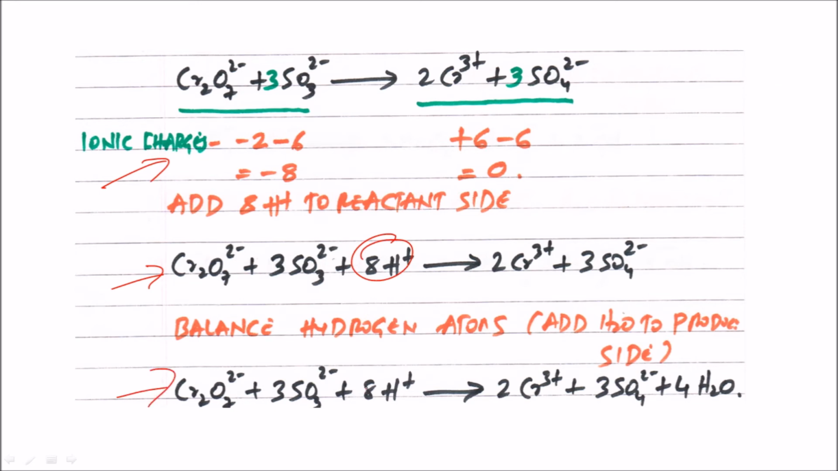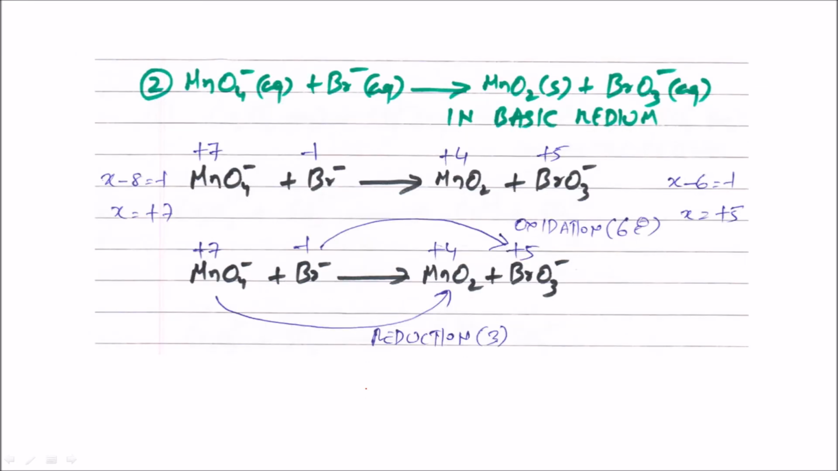Let us take one more example in basic medium now. The reaction is between MnO4 minus, the permanganate ion, and the bromide ion. The medium mentioned is basic medium. What it forms there, we'll get manganese dioxide and the bromate ion, BrO3 minus. This is the equation given, and the medium given is basic.